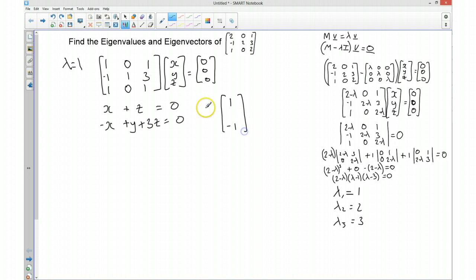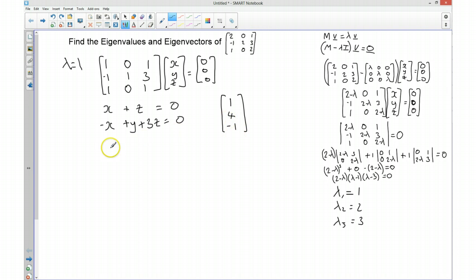Now if x is 1 and z is negative 1, then that's going to be negative 1 plus 3, take away 3 even, which is going to be negative 4. So that tells me that the y, in order to make this 0, would have to be 4. So that's going to be one of my eigenvectors.